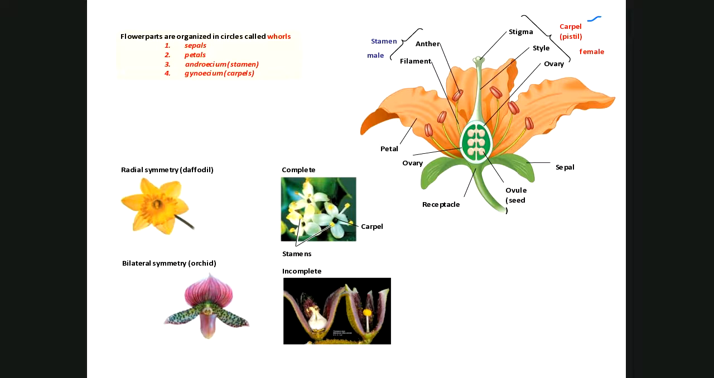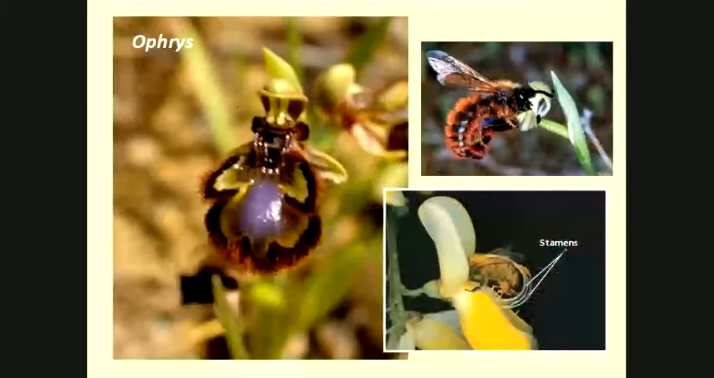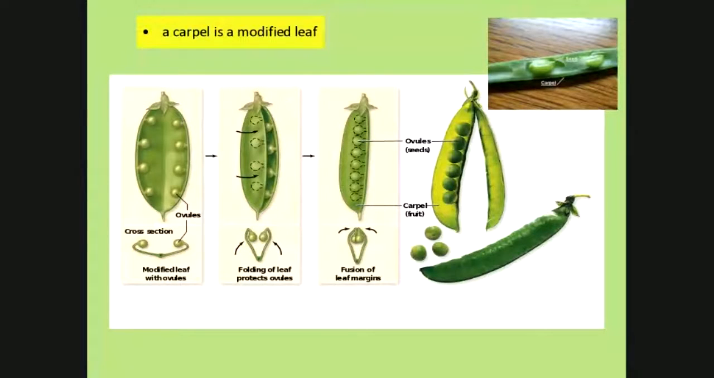But anyway, carpel, the female part of the plant, okay? The female part of the plant, where all this is going to occur, is a modified leaf. Now, I've said this before, okay?